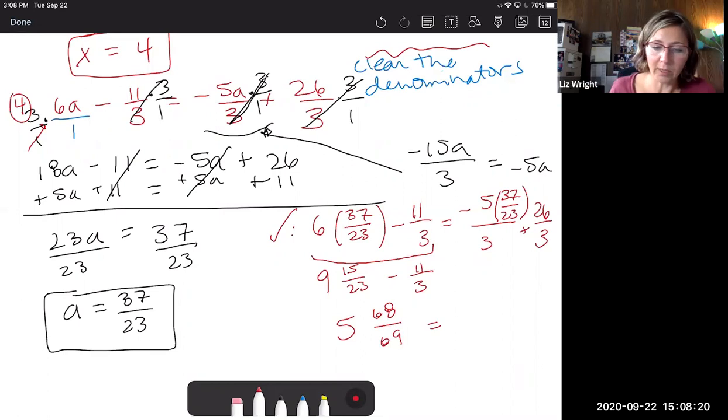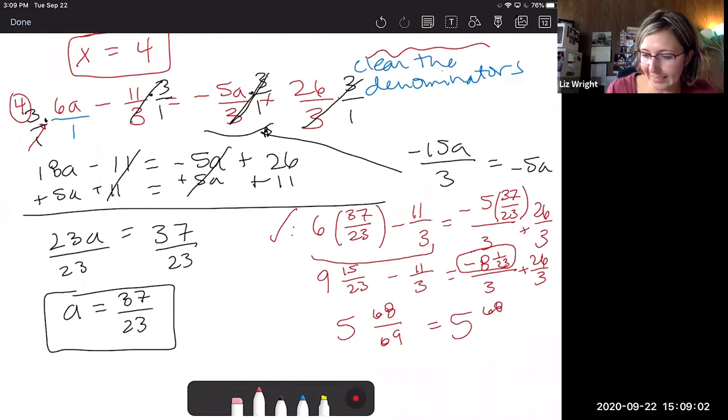All right, so the next one, it's negative 5. So I'm going to put 5 and then make it negative, and I'm going to do times 37 fraction button 23 equals, that gave me negative 8 and 1 over 23 over 3 plus 26 over 3. Now I'm going to take what's in my calculator right now and divide it by 3, hit equals. That gave me negative 2 and 47 over 69. And I'm going to add 26 fraction button 3, which gives me 5 and 68 69ths.